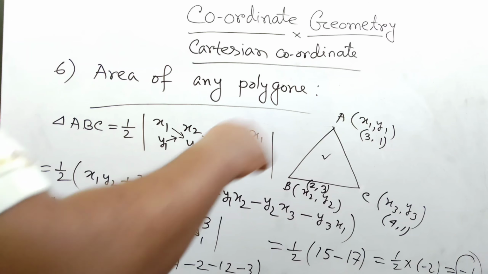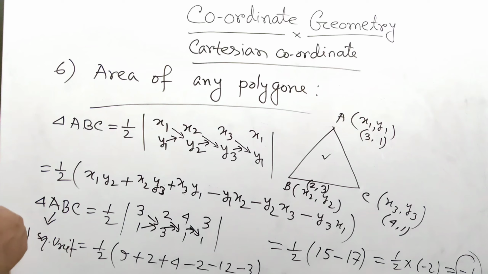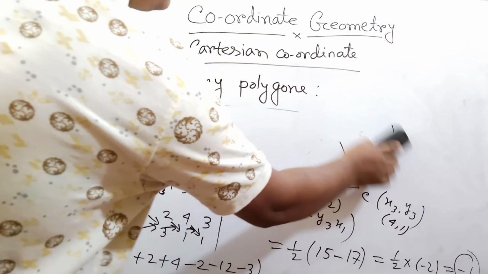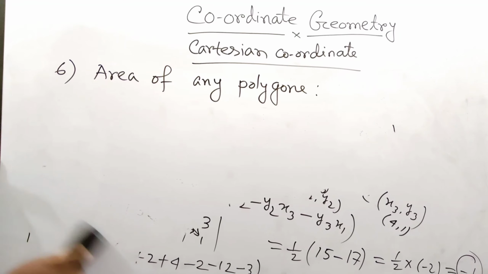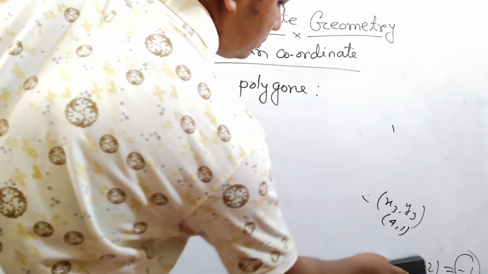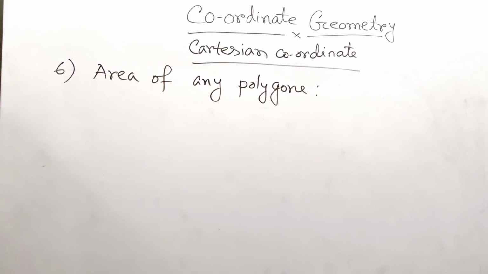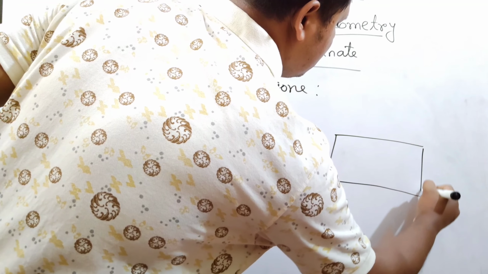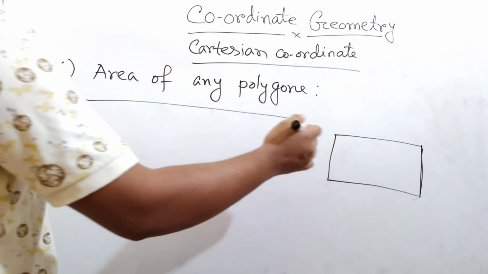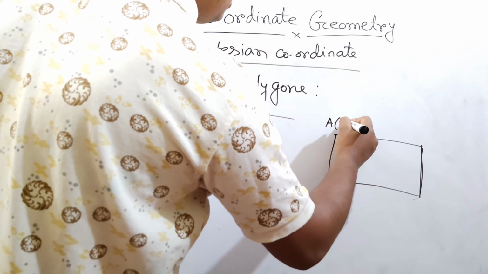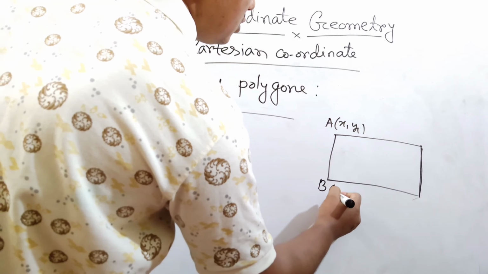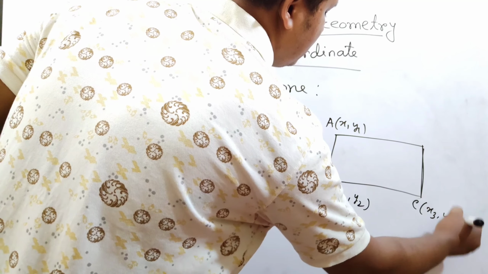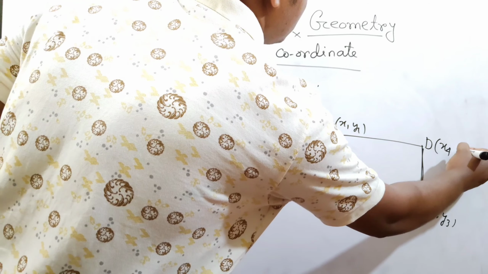That means if the 3 points are given, then you can easily find the area of a triangle. Okay, I'll show another one, that is quadrilateral. So if we take a quadrilateral, it could be any shape. It's not like that rectangle, I just took it as a rectangle shape. Suppose A is x1 y1, B is x2 y2, C is x3 y3, and the point D is x4 y4.